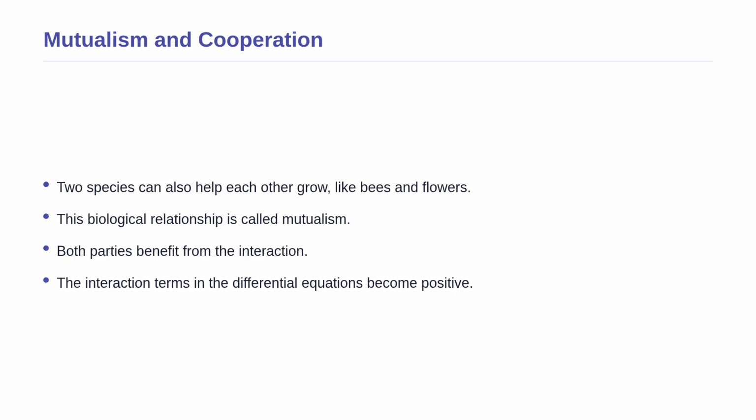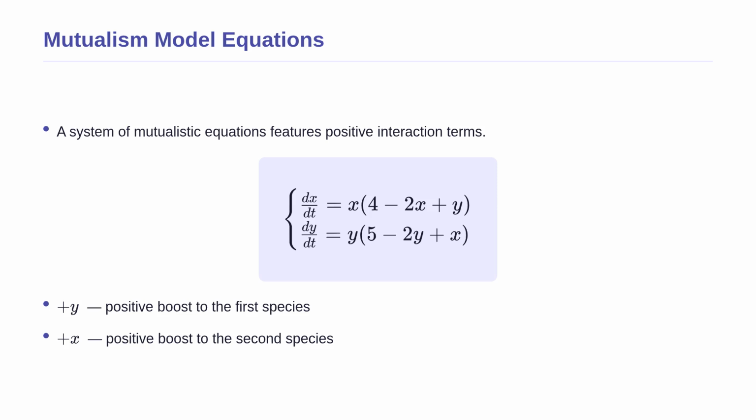Instead of subtracting the interaction terms because of harmful competition, the interaction terms in the differential equations will be positive. This positive term boosts the growth rate of both populations. Understanding this is crucial because it shows how cooperation can allow species to sustain higher population levels than they ever could on their own. Now that we understand mutualism conceptually, let us look at the mathematical system that defines it.